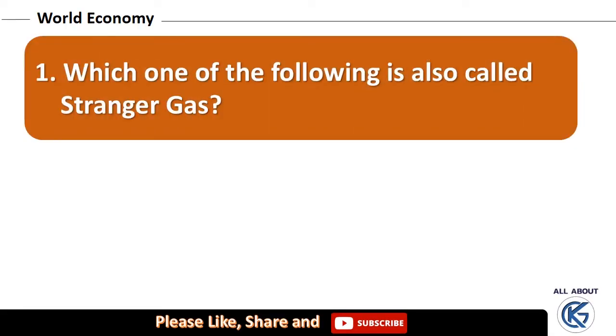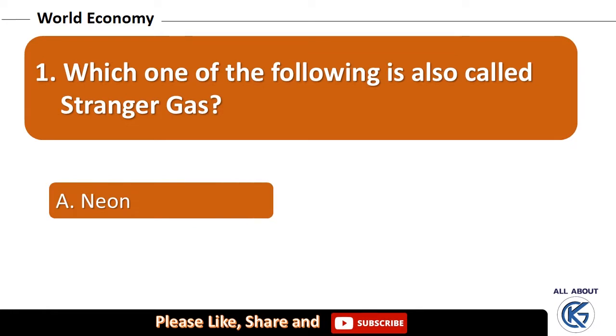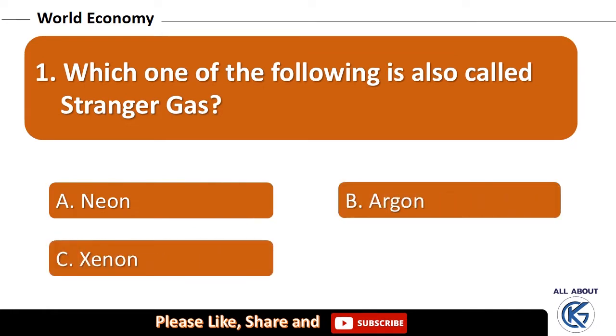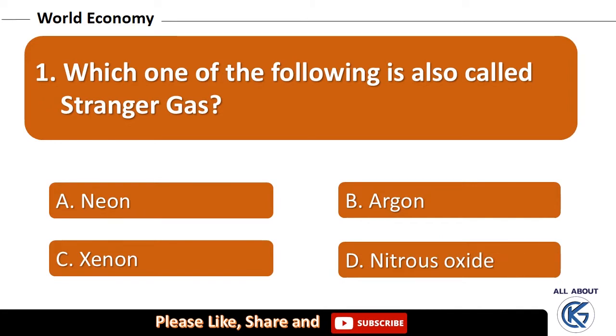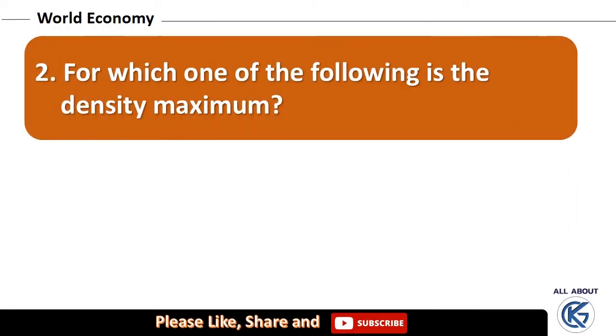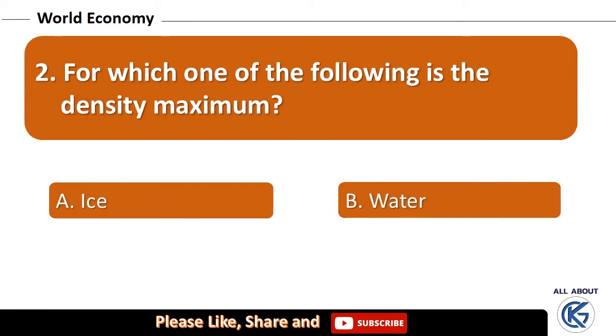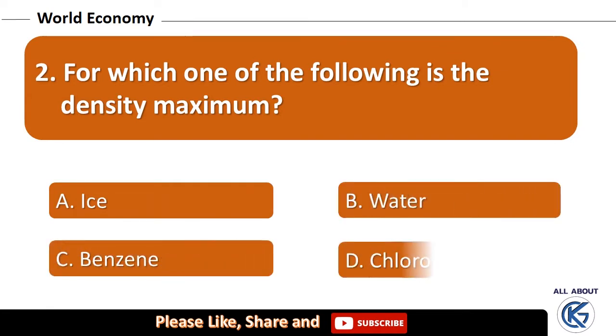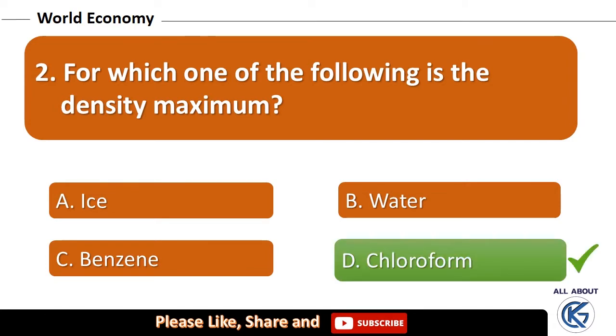Question number 1. Which one of the following is also called stranger gas? The options are neon, argon, xenon, nitrous oxide. The right answer is xenon. Question number 2. For which one of the following is the density maximum? Ice, water, benzene, chloroform. The right answer is chloroform.